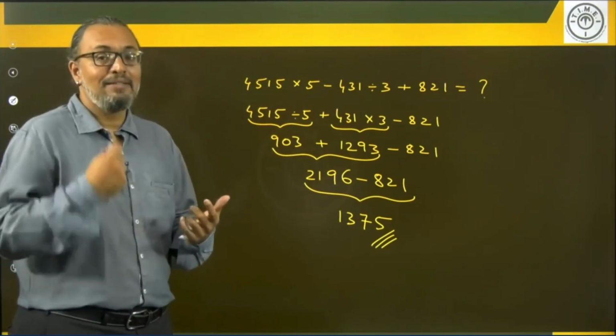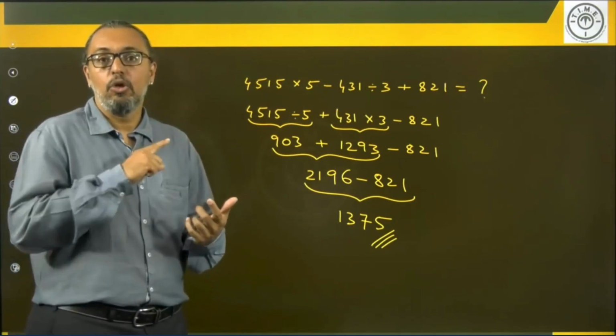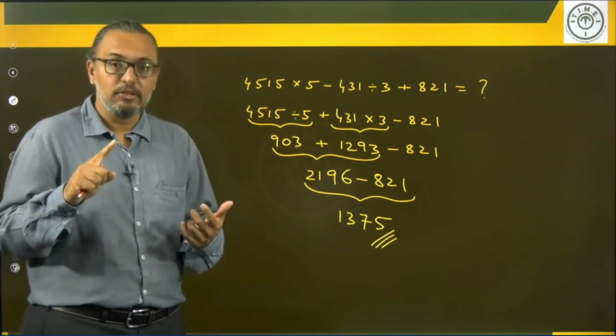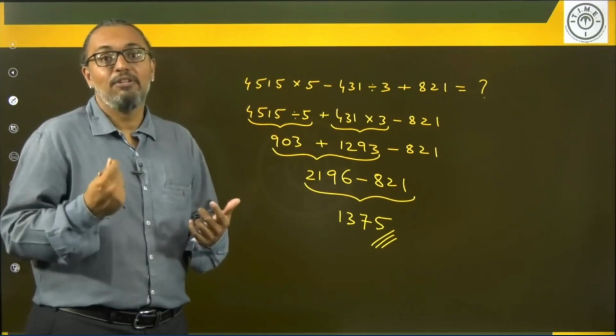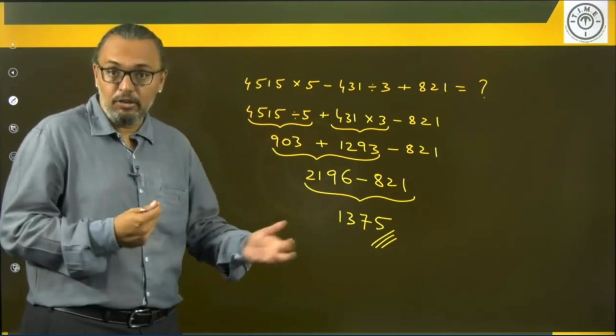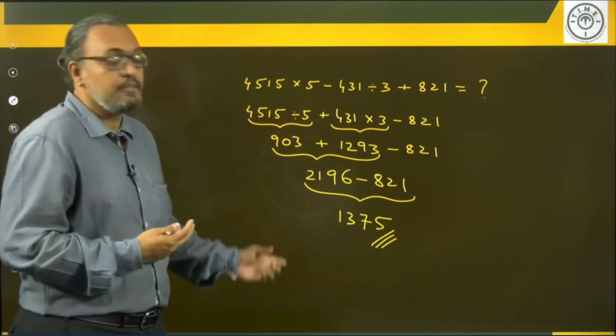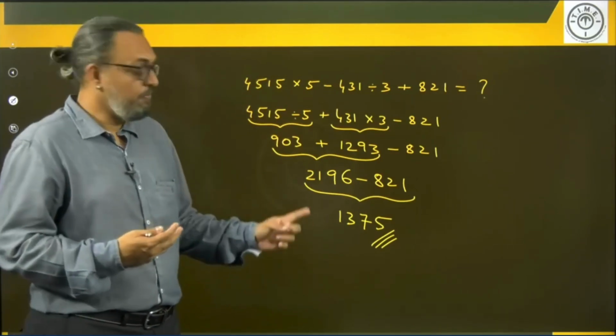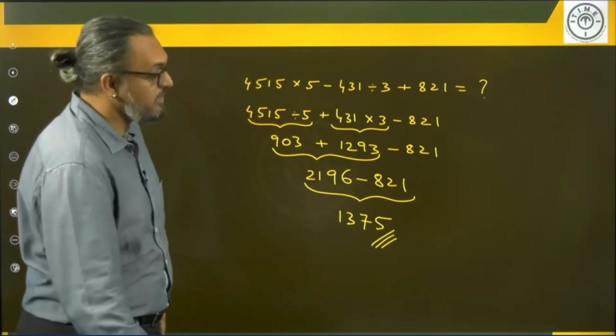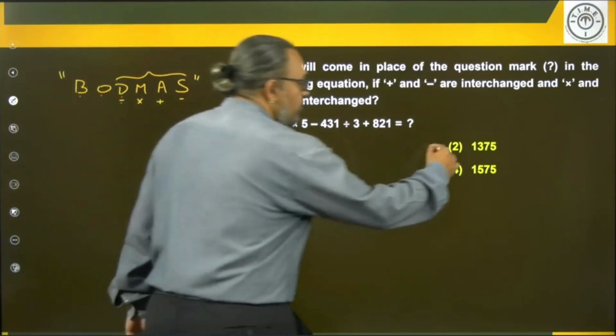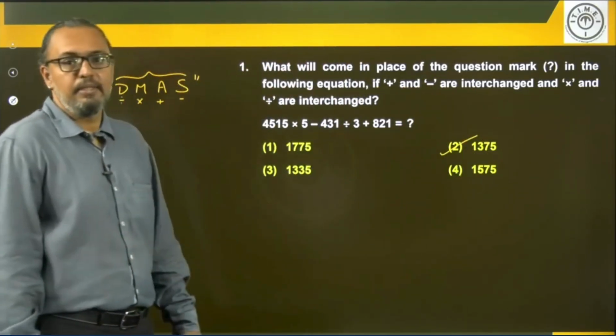So, practice manual calculations. Do not use calculators when you are practicing, because in the exam, you need to have that confidence that whatever you are calculating manually is correct, like this. Okay. So, the answer will be 1375 and that is available in choice 2. Got it?